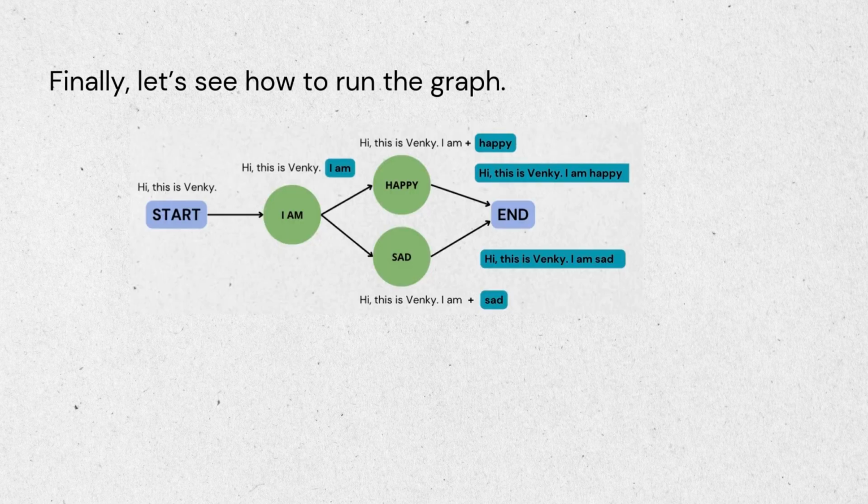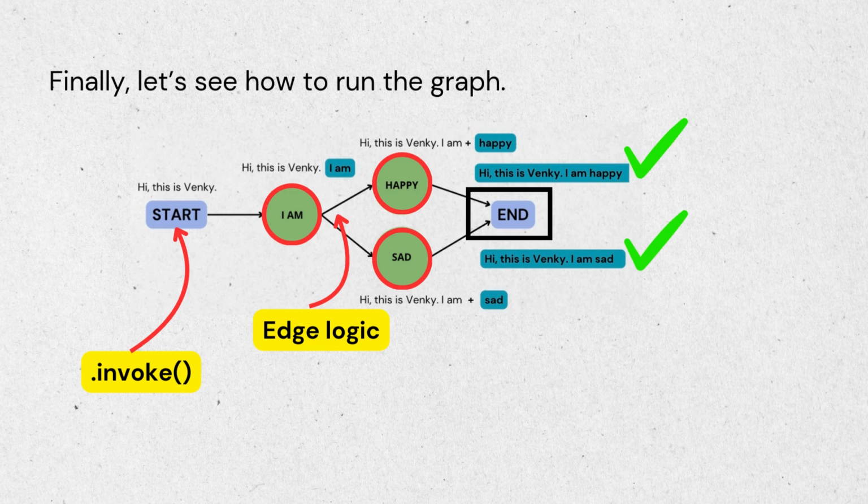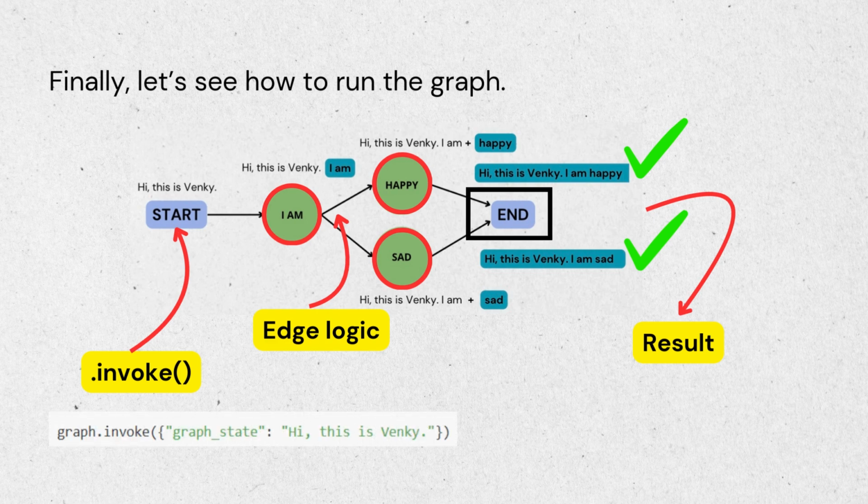Finally, let's see how to run the graph. We do that by calling the .invoke method with our starting state. The graph starts at node 1, moves forward based on the edge logic, and ends at either the happy or sad node. When execution finishes, it returns the updated state. Let me show you how we invoke the graph and what the output looks like.